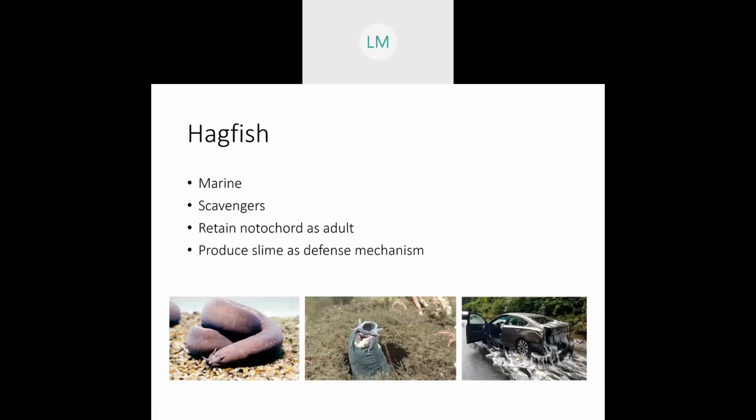So hagfish are all marine, and they are all scavengers. So this is a hagfish here. The second photo shows their mouth. So they are all scavengers that live in marine environments.